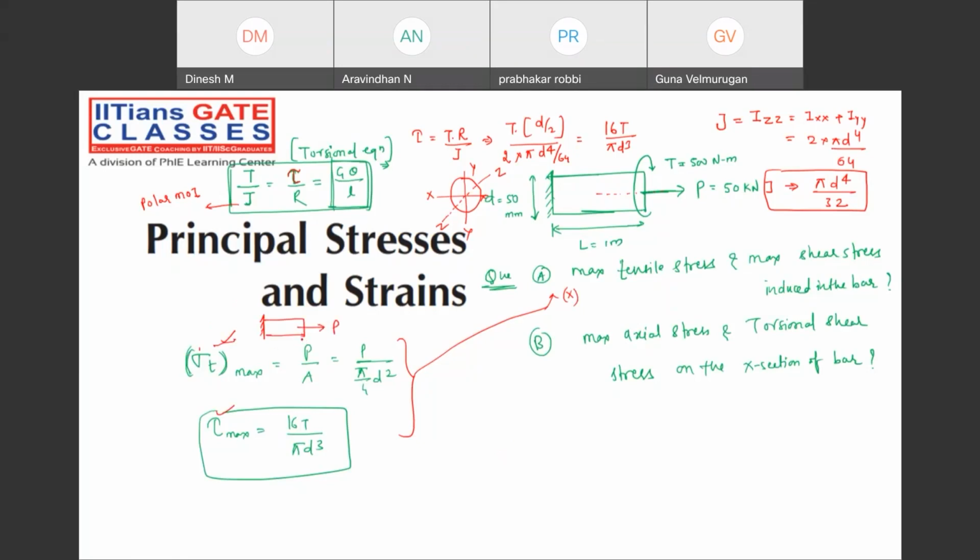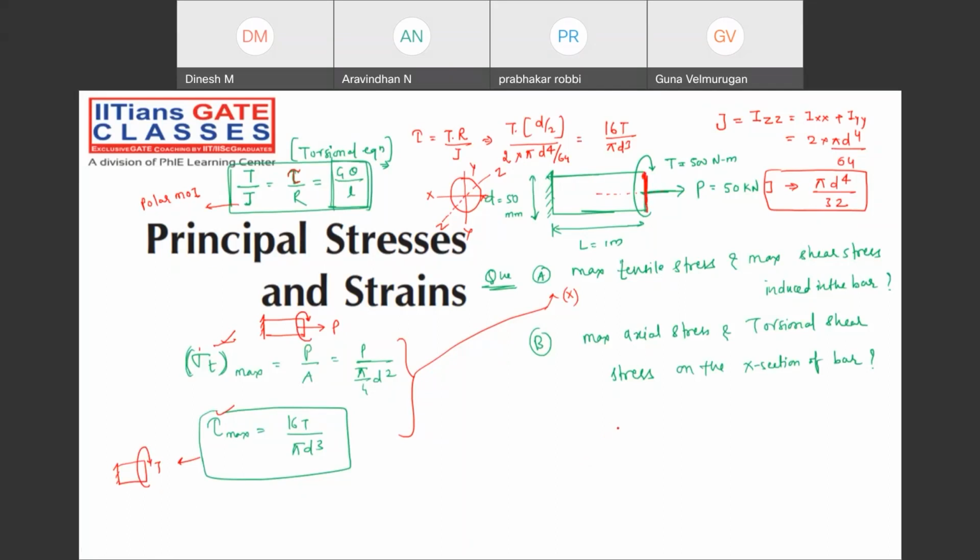But right now, my dear friend, there is a twisting also, and this formula is valid when there is only twisting. But right now, both are acting at one particular point. When both are acting, that is not your maximum tensile stress, that is not your maximum shear stress, at least for this plane.